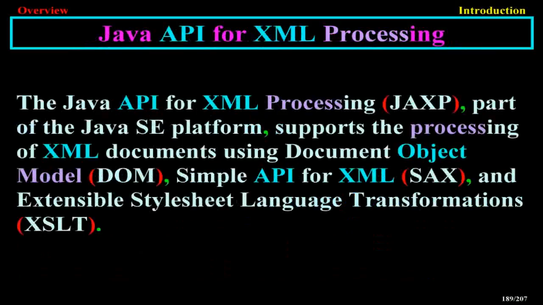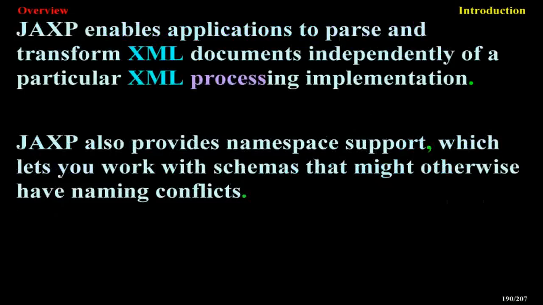Java API for XML Processing. The Java API for XML Processing (JAXP), part of the Java SE platform, supports the processing of XML documents using Document Object Model (DOM), Simple API for XML (SAX), and Extensible Stylesheet Language Transformations (XSLT). JAXP enables applications to parse and transform XML documents independently of a particular XML processing implementation.